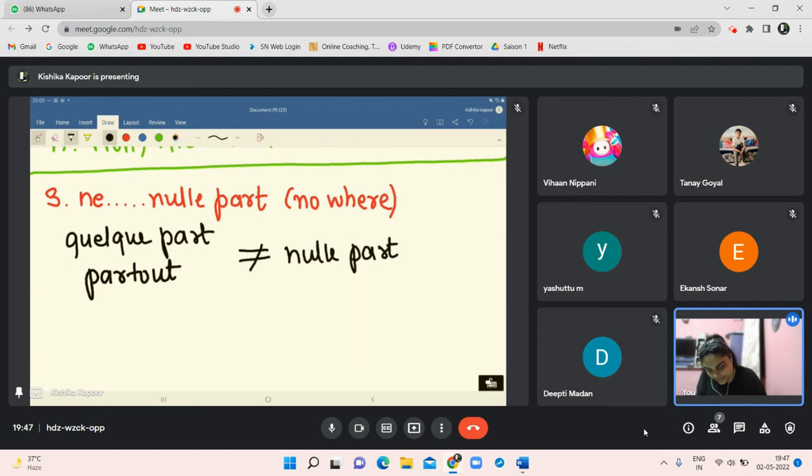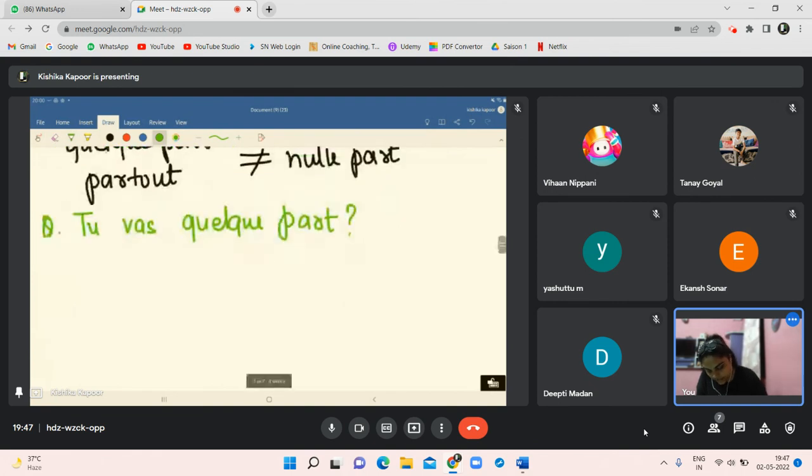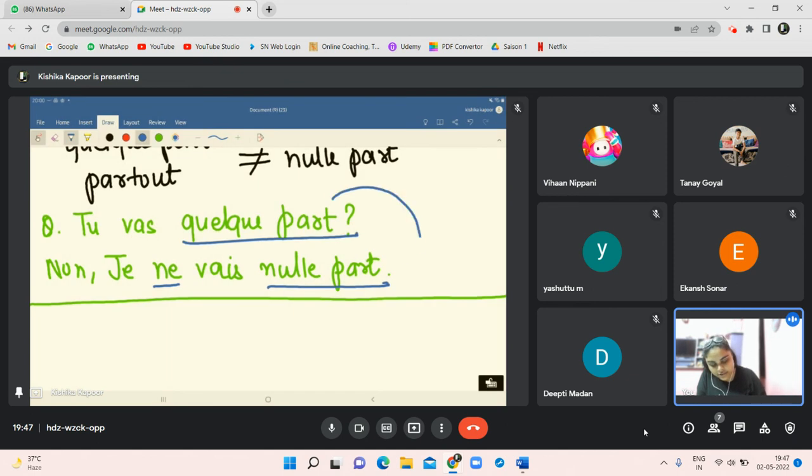Okay, for example, someone comes to me and asks, tu vas quelque part? Are you going somewhere? My answer will be no, je ne vais nulle part. No, I am not going anywhere. Okay, this is the basic structure. We have ne before the verb, nulle part after the verb, and in the question we had quelque part. So the negation of quelque part is nulle part.